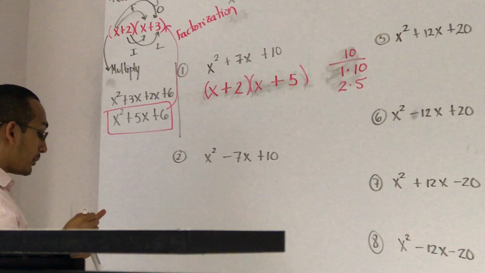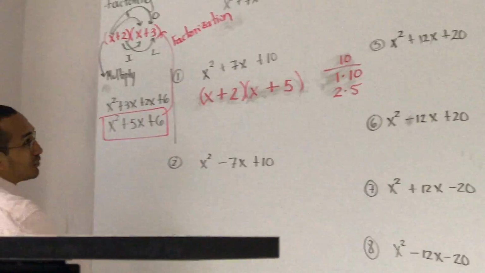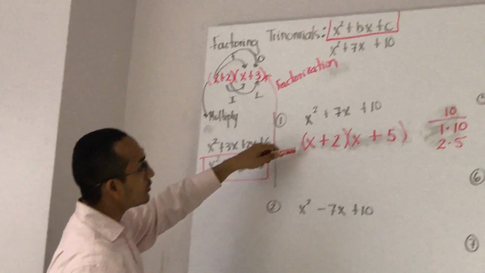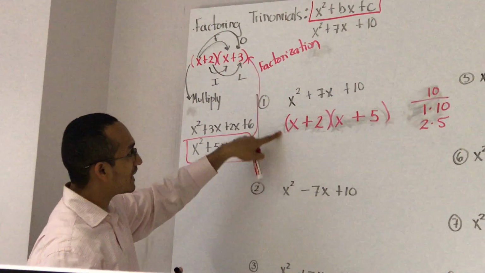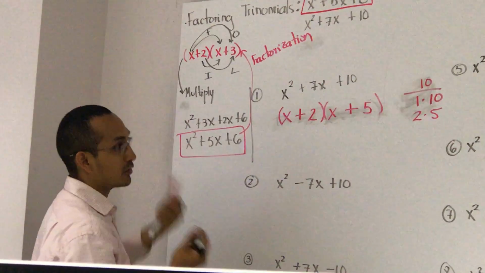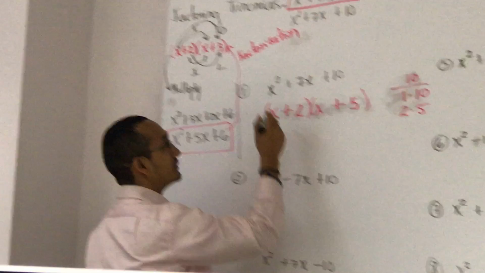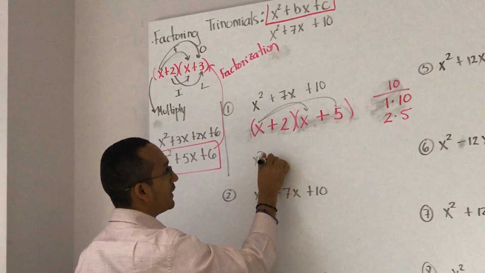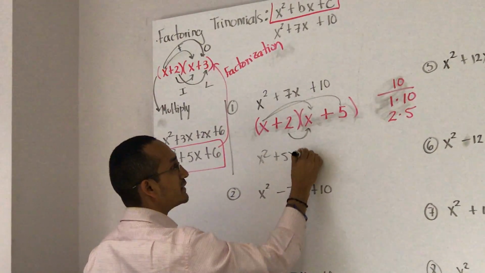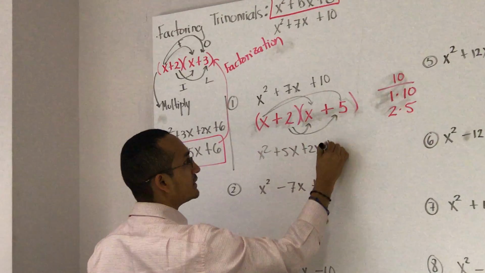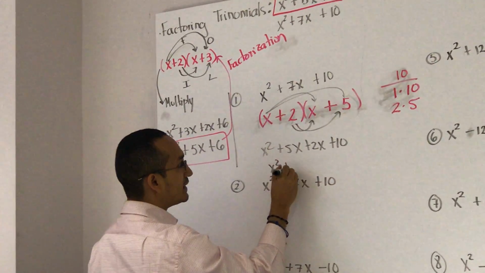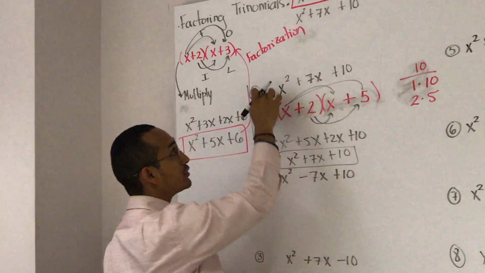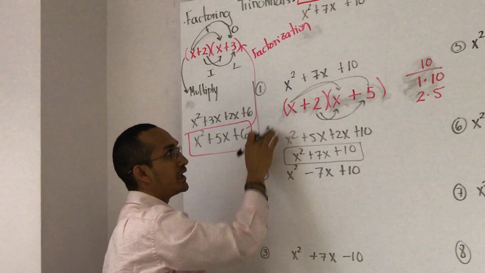And you're done. But how do you check that you have done it the correct way? Well, notice what we did here. In order for us to check, we need to multiply this. And if we multiply this and we get back to this, we have done the correct methodology. So let's try. X times x is x squared. X times 5 is 5x. 2 times x is 2x. 2 times 5 is 10. And if we just add this stuff together, we get the original back. You see? So this is a way that you could check your work.